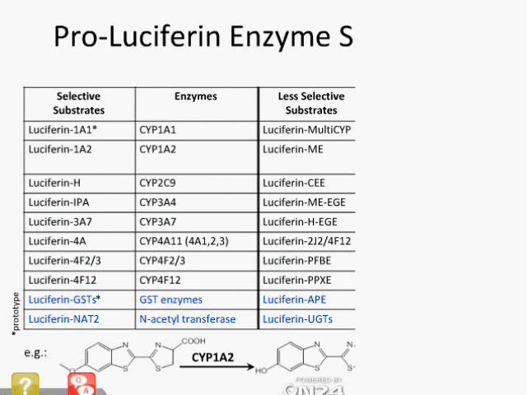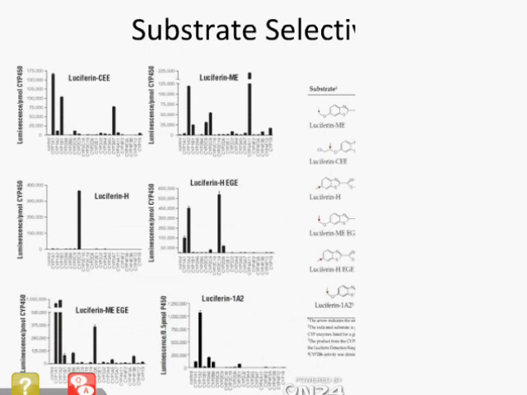Some of the substrates are more selective than others, and I'm going to go into that in a little more detail in the next slide. So on the left-hand side of the screen are some representative bar graphs showing substrate selectivity for the various proluciferins available. These data were generated with recombinant enzymes. The more bars that you see on the graph, the more enzymes react with that particular substrate. For example, the luciferin H substrate that you see in the middle there is currently our most selective substrate.